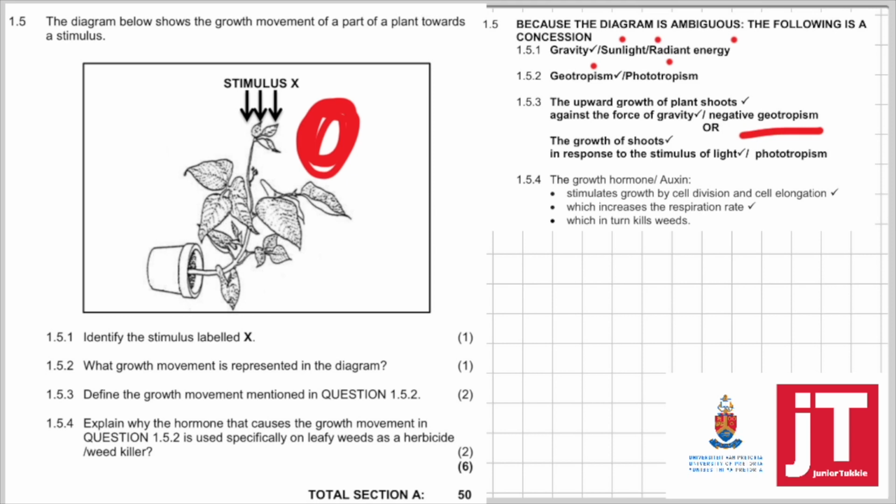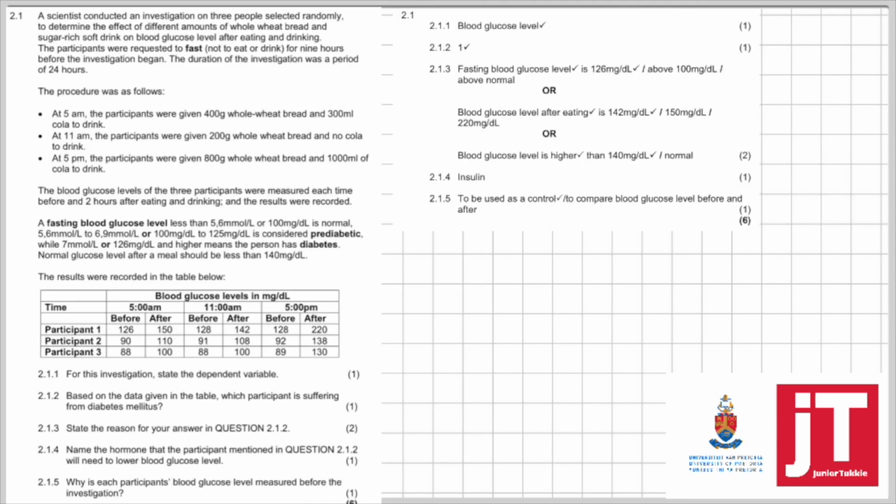And then 1.5.4. Explain why the hormone that causes the growth movement in question 1.5.2 is used specifically on leafy weeds as a herbicide or a weed killer. Now, they're talking about auxin. So what auxin does, it stimulates growth by cell division and cell elongation. And what it does, it will cause the weed to grow faster, which will increase the rate of cell respiration, and it will use up all its food and then it will die. Okay. Right. Let's get down to question 2.1.